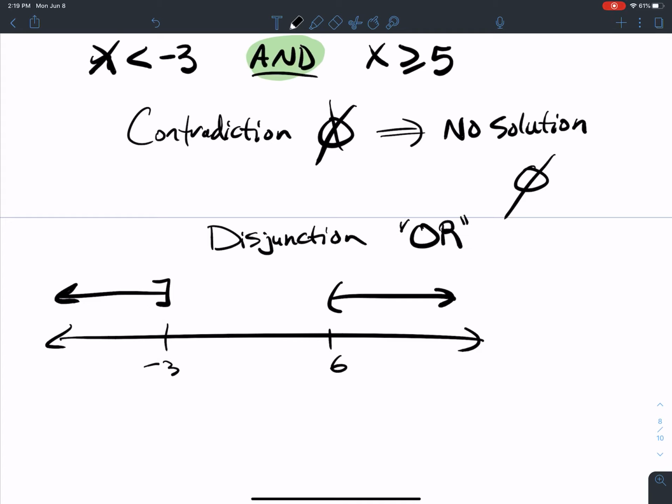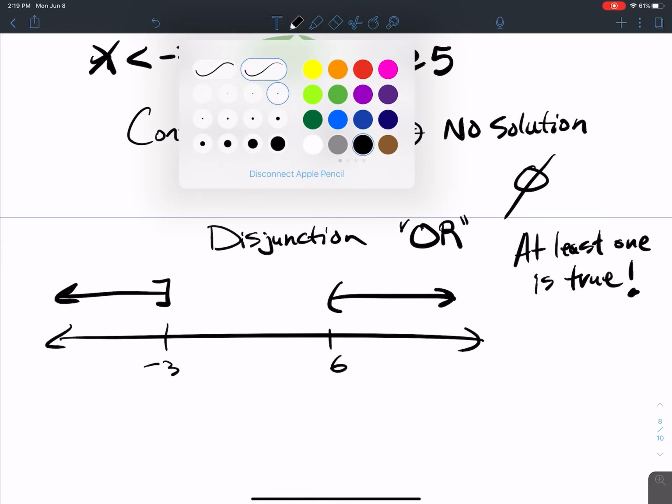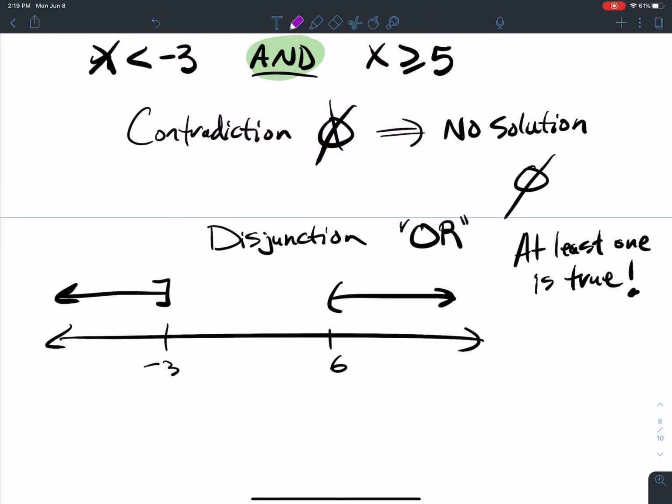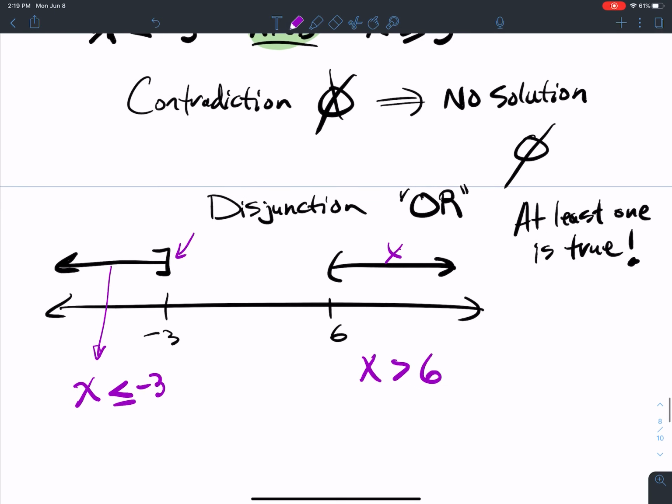That means at least one of them is true. At least one. Doesn't have to be both, just at least one of them is true. So this is represented by x is less than or equal to -3, because it's a bracket. And then this over here, this is x is greater than 6, greater than because you've got the parentheses going there. Okay? And then I have an or in the middle here.